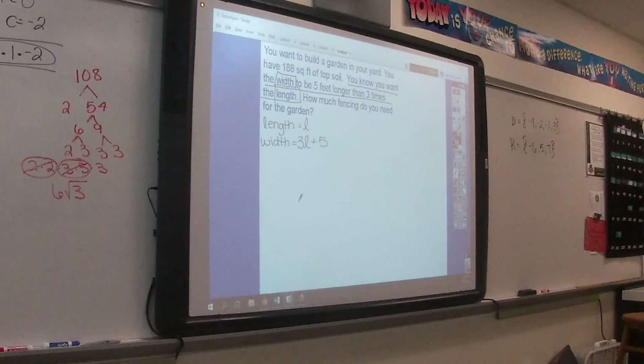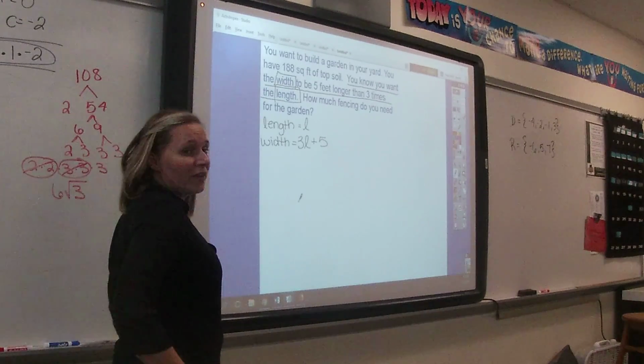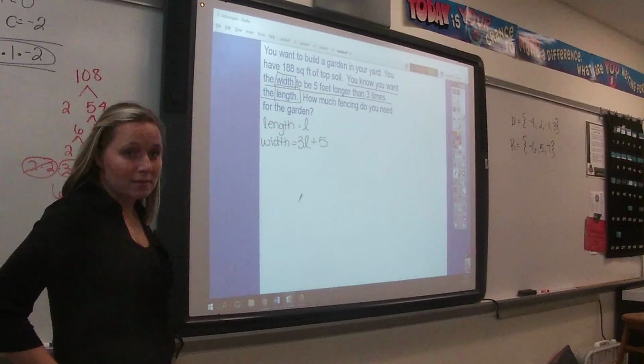Yes. Okay, we said that the topsoil is area because we're just spreading it across the top. So how do we find area with these measurements?